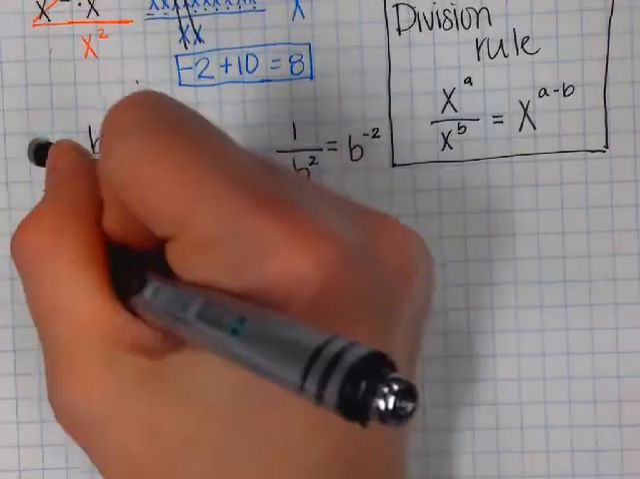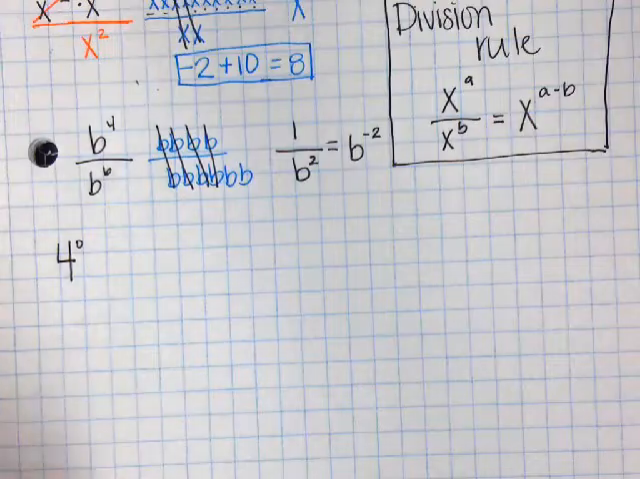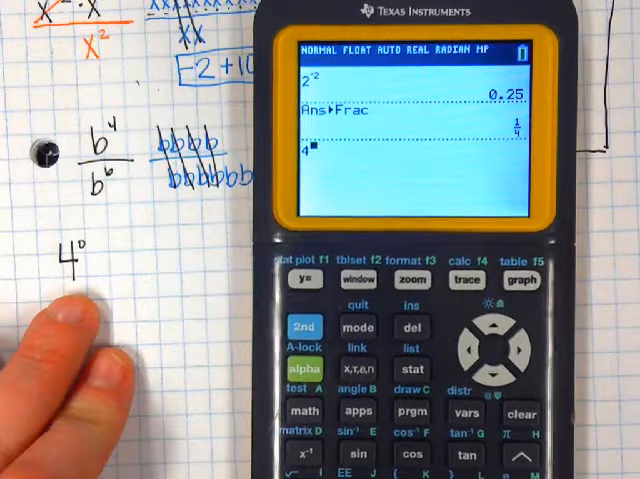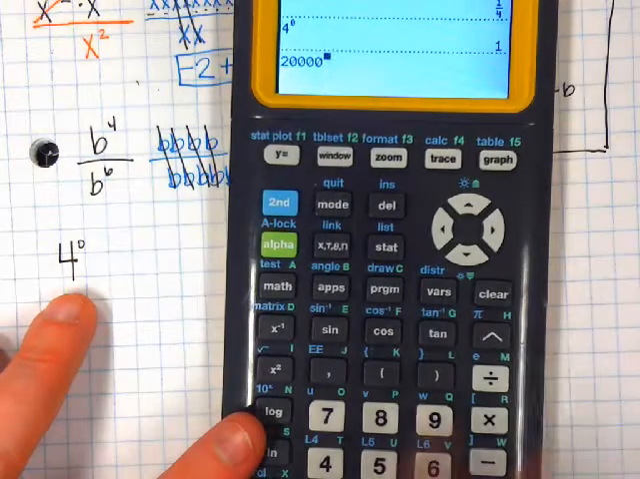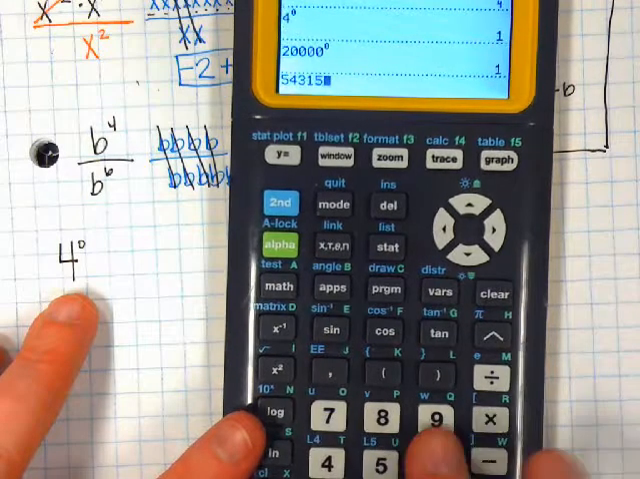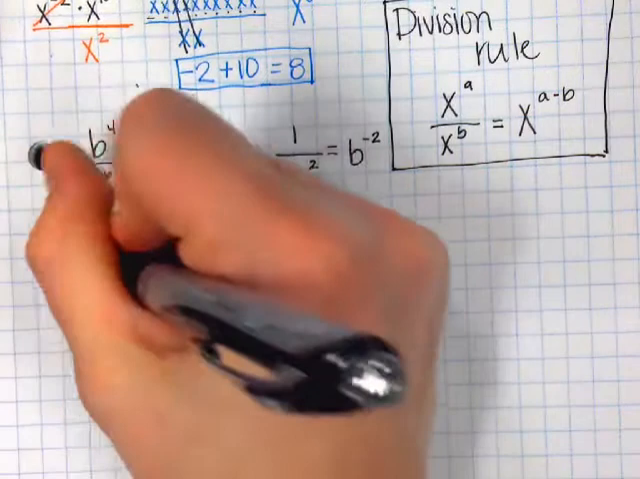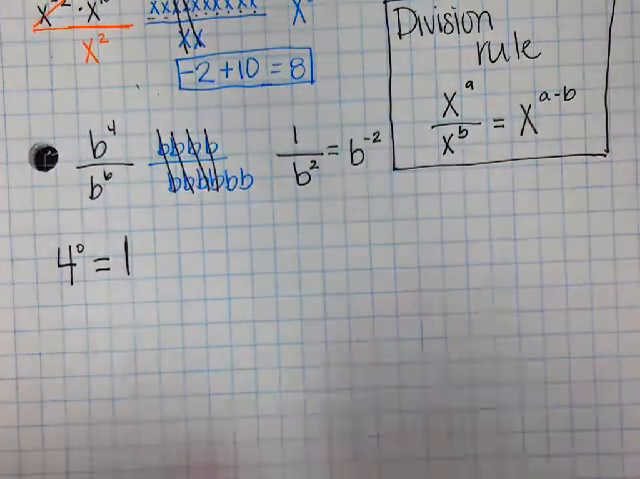Okay, the next one's pretty easy. If you have 4 to the 0 power, that means there's 0 of them. Now, you don't want to write it as 0. 4 to the 0 power is 1. 2,000 to the 0 power is 1. 5, 4, whatever, raised to the 0 power is 1. Any number raised to a 0 power is 1.